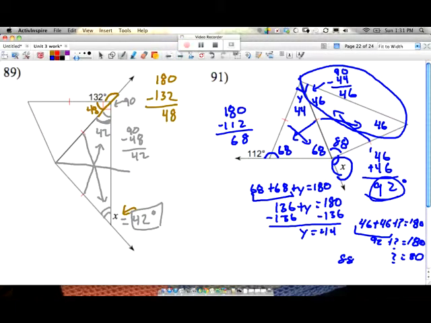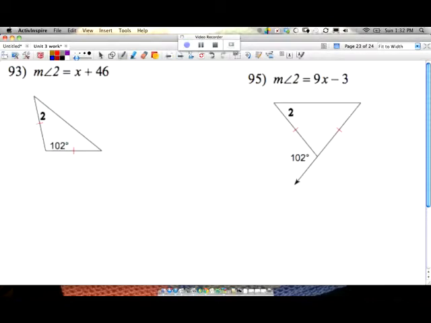And then I'd subtract that from 180. And you would get, hey, 92. Wait, extra steps. Didn't have to do that much. But I'd still get the same answer, whether I did it one way or the other. Ooh, we're almost done. Look at this. Page 23 of 24. 2 more pages and we're done.